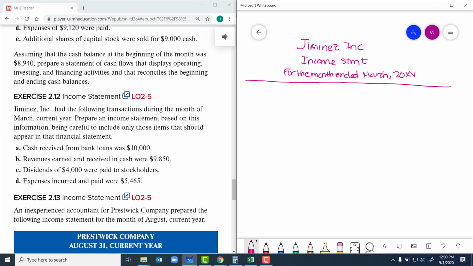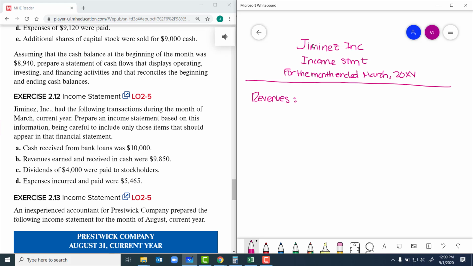So remember, what is our income statement? It's simply your revenues minus your expenses. Okay, so when we look at revenues, A, cash received from bank loans of $10,000. That's not a revenue, right? That's just a positive cash inflow that will be shown under the financing activity category of the cash flow statement, but that is not a revenue.